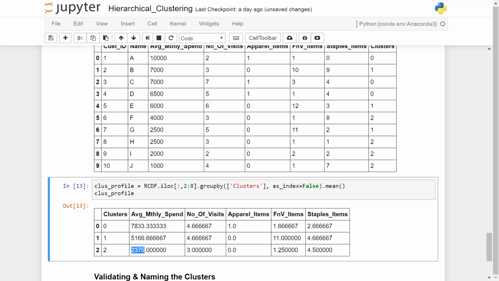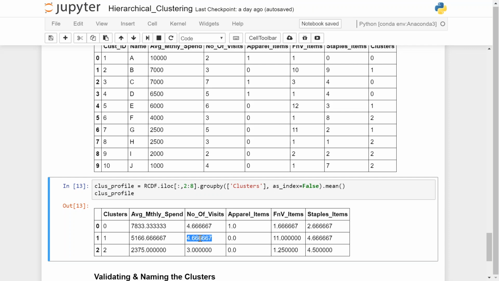On a spend level, I can clearly see these customers have different spend capacity. Those in the average monthly spend of 5,000 come around 4 to 5 times in a month. Cluster 0 and cluster 1 both come 4 to 5 times in a month, but one of them is spending 5,000, the other is spending 7,500.